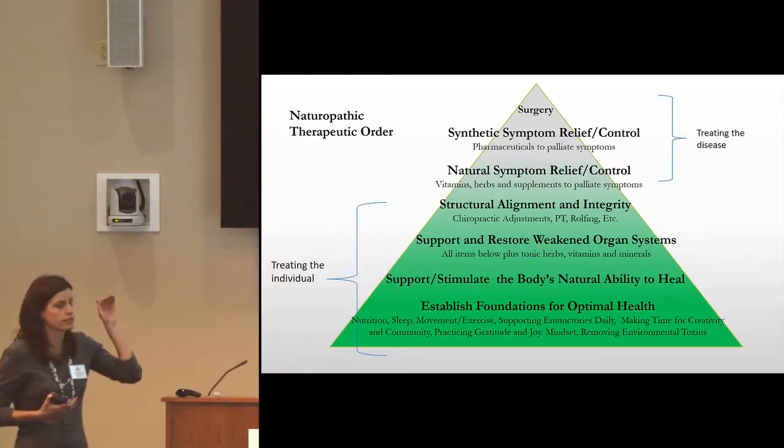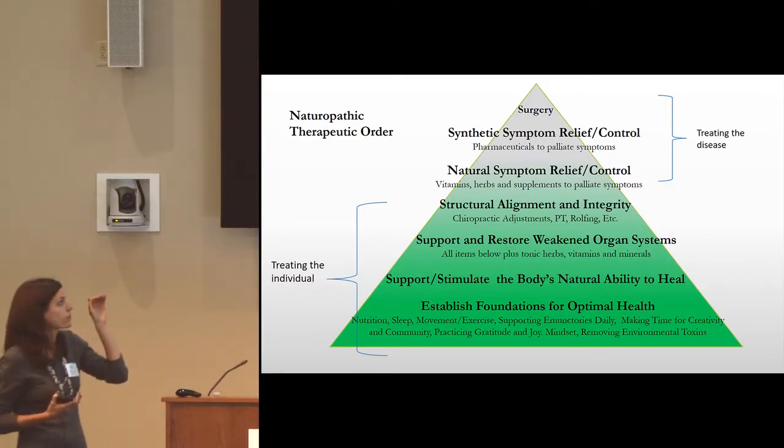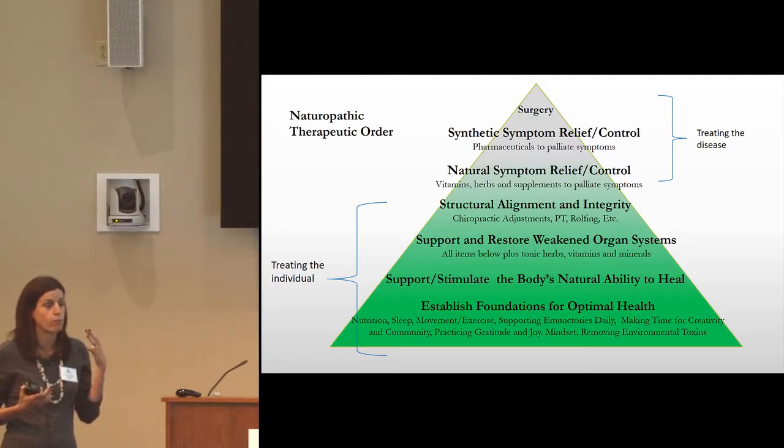So when we're dealing with these top three levels of this therapeutic order, we're dealing with the disease. So that can either be through treating the symptoms, again, with natural substances or with pharmaceuticals. But what I really do is I work with these bottom four levels and treat the individual that has that disease. And I find this to be very much more effective than just trying to give you herbs or supplements to deal with the symptoms.